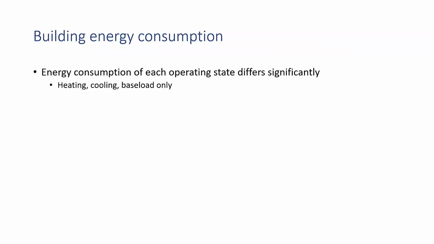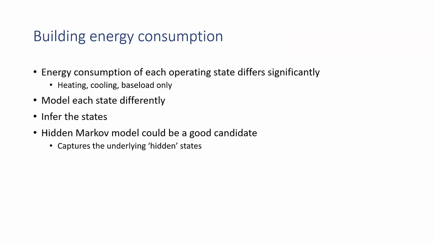We know that the energy consumption of each operating state is quite different from each other. So your states could be heating, cooling, or baseload only. Each of these has different characteristics, which would suggest that we want to model each of them differently. But when we look at the consumption data, we don't know what the building's doing at each of those times. So we want to be able to infer those states. This would suggest that a hidden Markov model could be a good candidate. So the key thing with these models is that they capture those underlying hidden states.